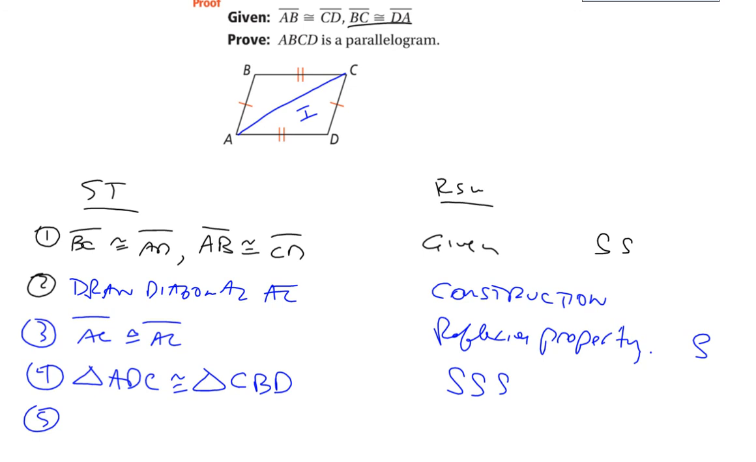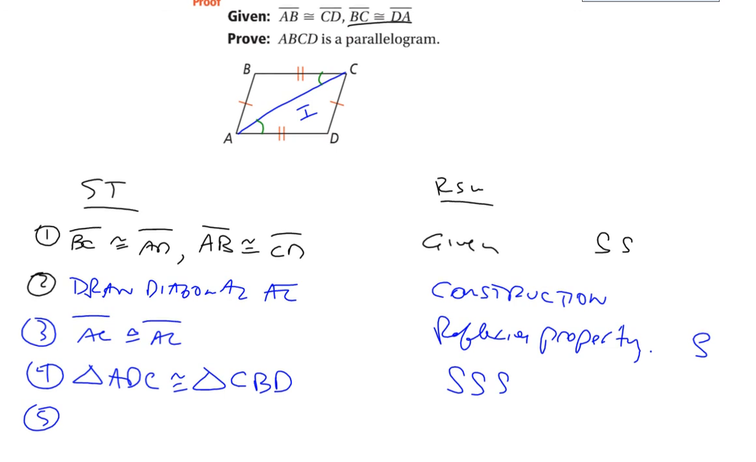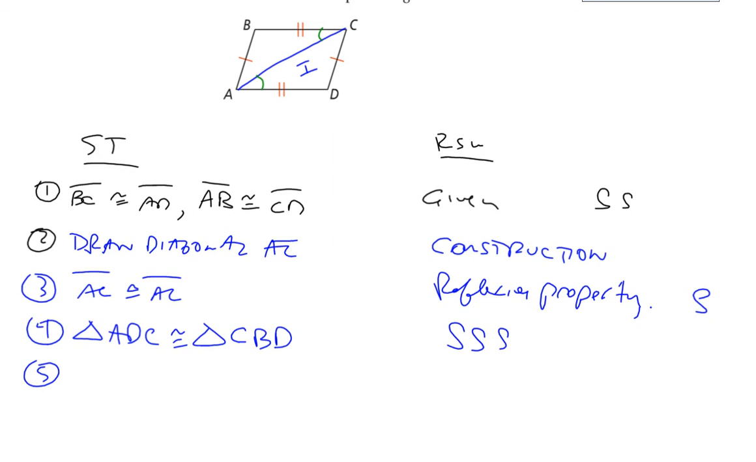So what I can say now is that these two angles, namely DAC and BCA, are congruent, right? Because corresponding parts of congruent triangles are congruent. So I will say now that angle DAC is congruent to angle BCA. And what else can I say? I can glob these all together.